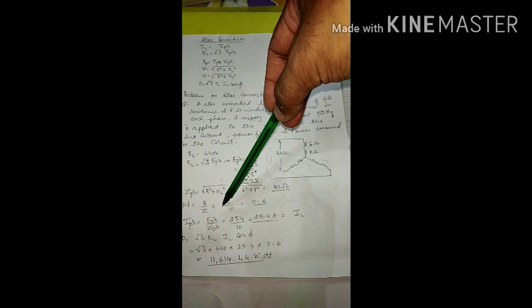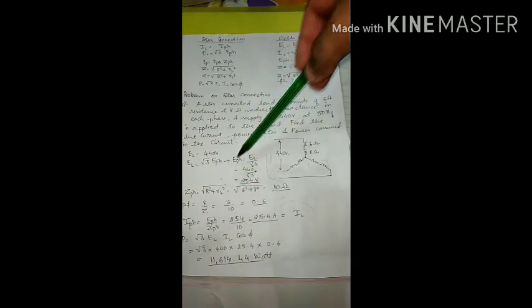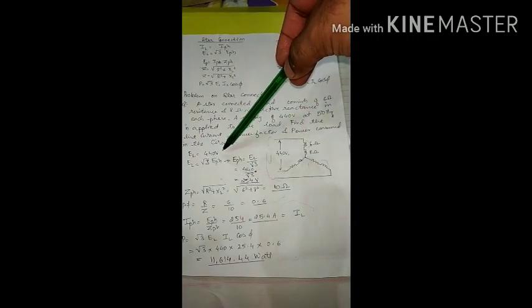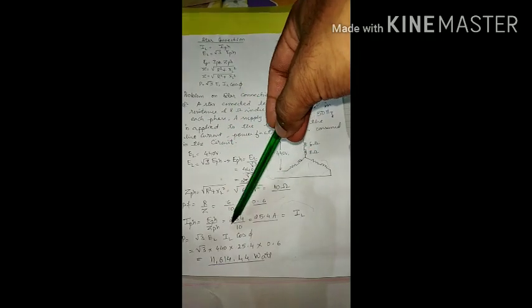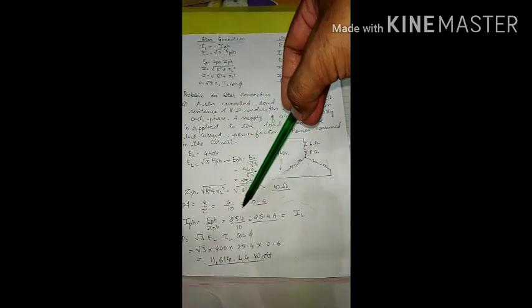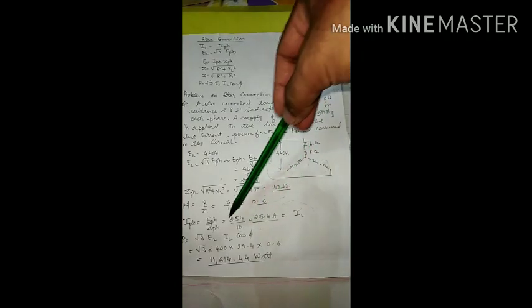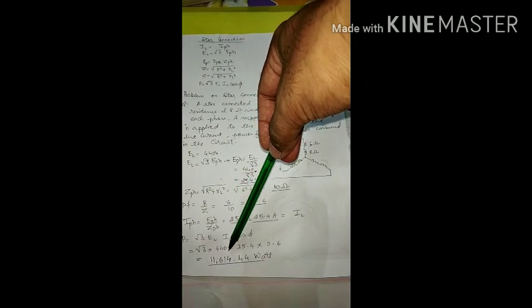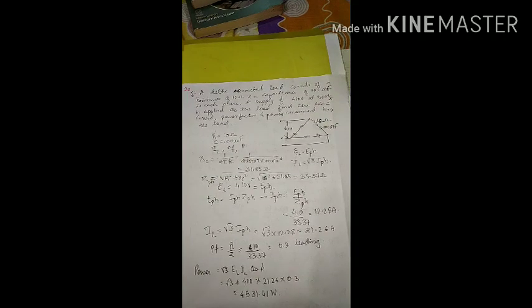Now power. Power is what? Root 3 E_L I_L cos phi. Root 3 into E_L, which is 440, not 254. Make sure that you always take 440, which is the line voltage, into line current. Line current is nothing but 25.4, which is the same as your phase current only in star. Power factor is nothing but cos phi, which is 0.6, which we have calculated. So we get the answer as 11,614.44 watt.